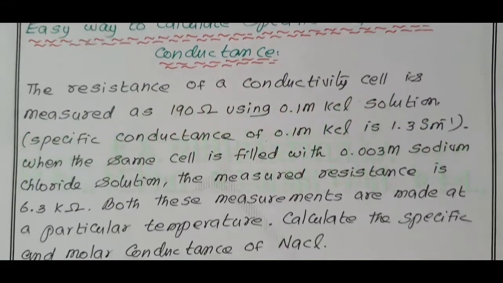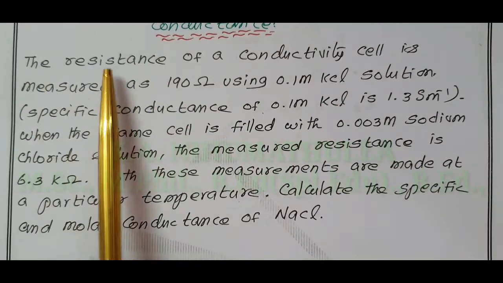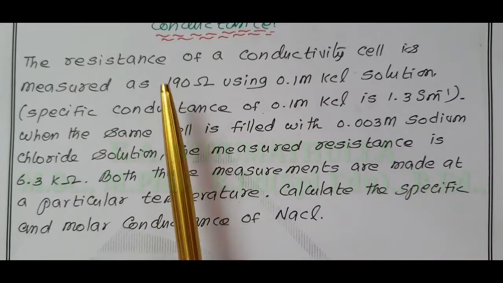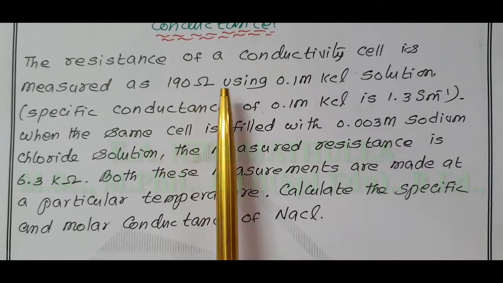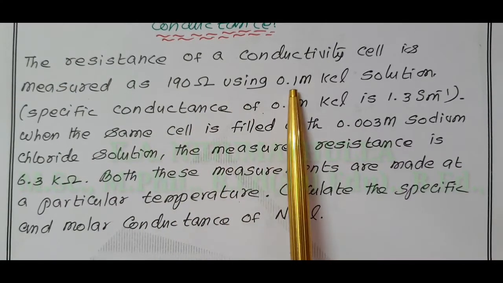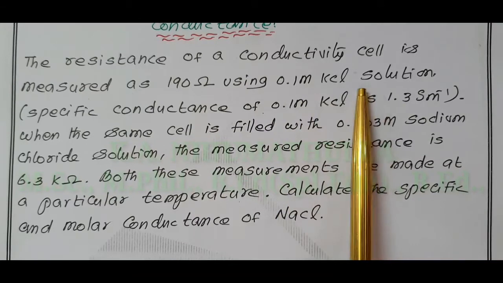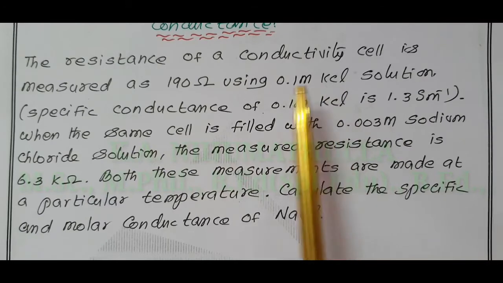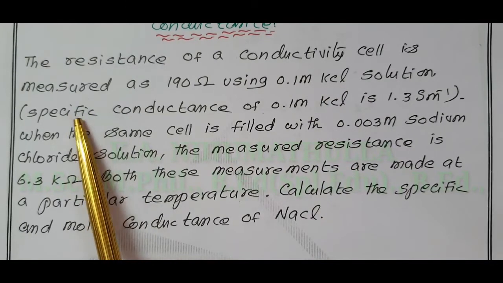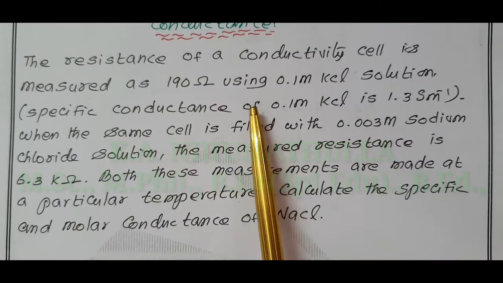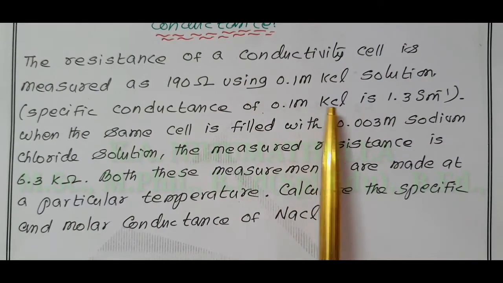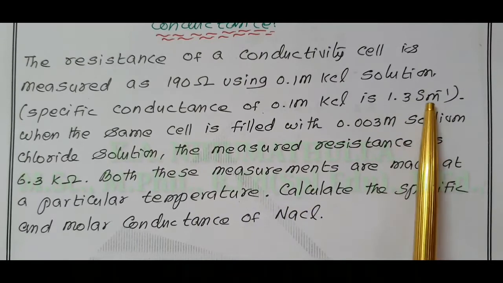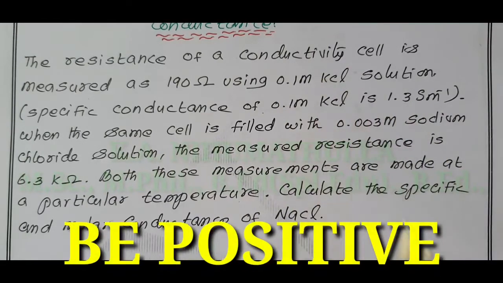What is the problem given? The resistance of a conductivity cell is measured as 190 ohm using 0.1 M KCl solution. So, a potassium chloride solution is given whose specific conductance, for 0.1 M KCl, is 1.3 Siemens meter power minus 1. This is about the KCl solution.